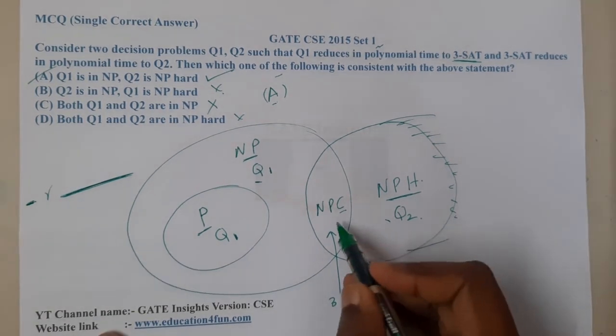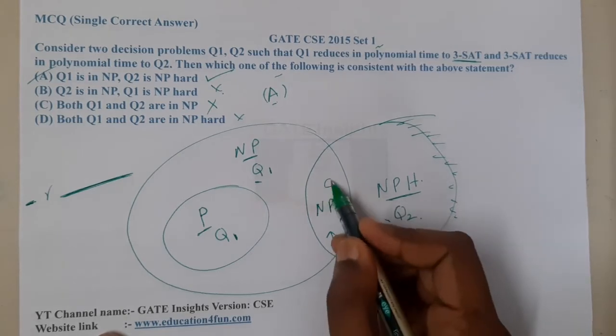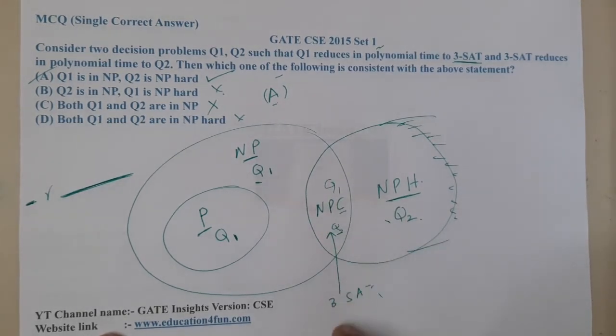It might be equal also, guys. To be clear, in the question, here Q1 will be there, here also Q2 will be there, so it might be equal to this 3-SAT problem also.